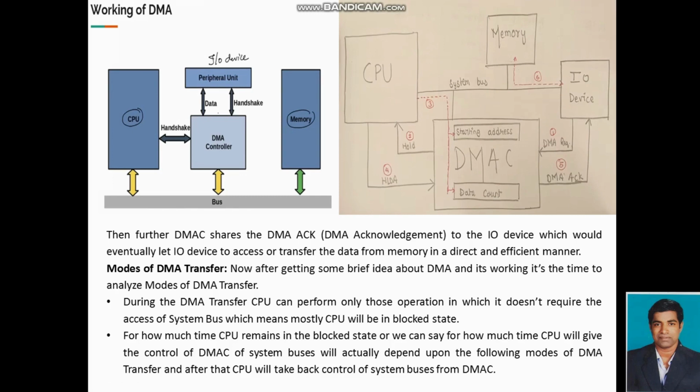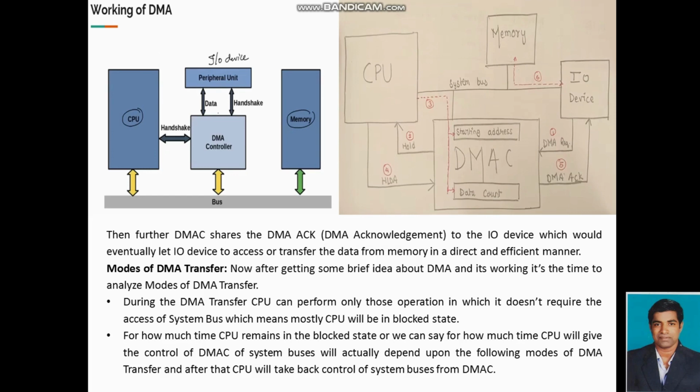The CPU is giving two pieces of information to the DMAC. One is the starting address, another one is the data count, how much data you want to transfer, and also a hold acknowledgement signal to the DMAC. After getting the hold acknowledgement from the CPU, the DMAC sends a DMA acknowledgement signal to the IO device, whichever gave the DMA request. After that, the IO device gets direct access between memory and IO, so that the data is transferred from the IO device to memory or memory to IO device.